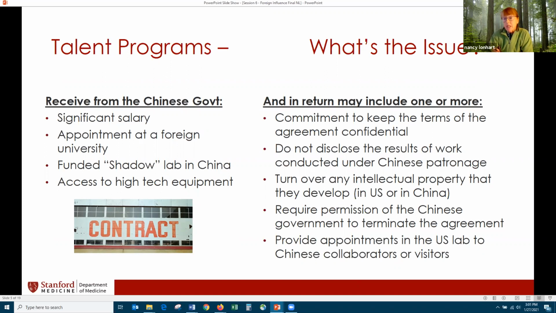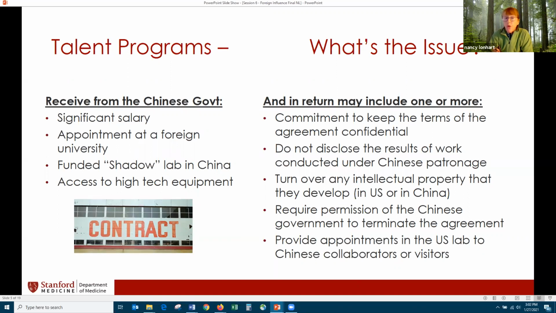They got millions upon millions of dollars, not only in their hand, but also through this high-tech equipment that was being offered via lab space in China. But what's the cost? The cost is, in return, there was a commitment that the researcher keep the terms of this 1,000 Talents program confidential, therefore do not disclose to your university, do not disclose the results of the work that was conducted under Chinese patronage.